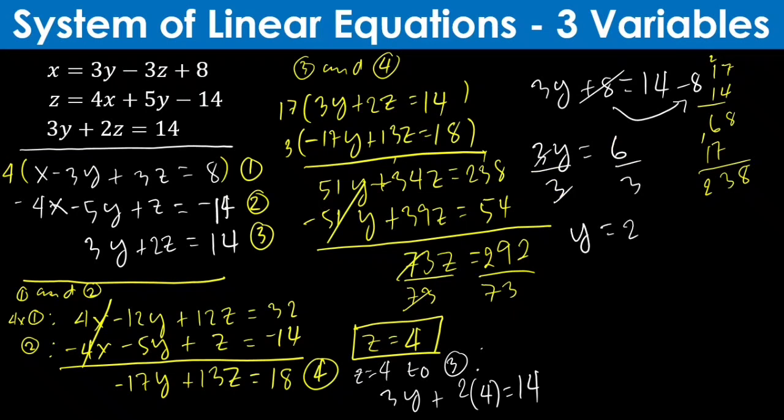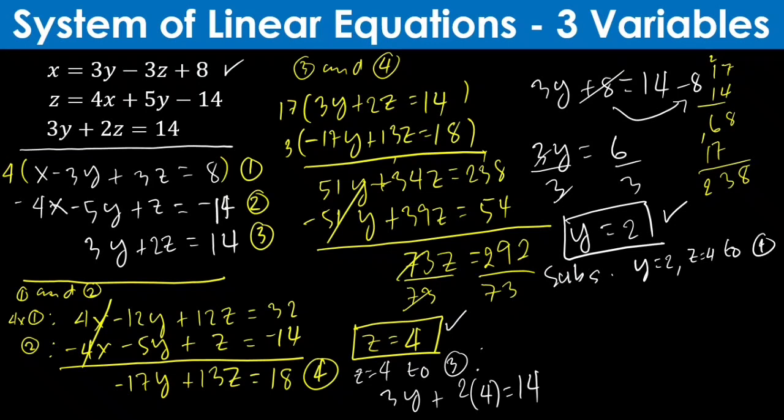Y equals 2. So we have solved two variables. We're still left with the remaining variable, which is x. So it's easier to use this equation here. We'll substitute our y equals 2 and z equals 4 into equation 1.